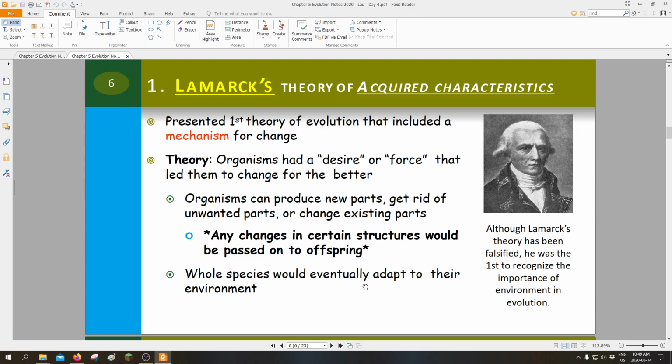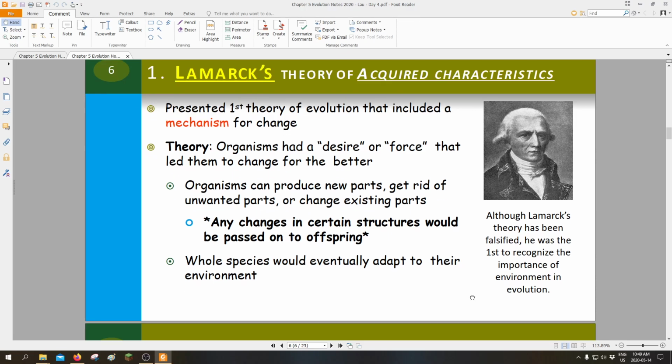This is really important because he was the first one to present a theory that included a mechanism for change, basically explaining how species would change over time. And also, even though we know that Lamarck's theory has been falsified, he was the first person to recognize, hey, the environment is really important in evolution. If the environment wasn't so challenging, evolution wouldn't be so drastic or even exist.